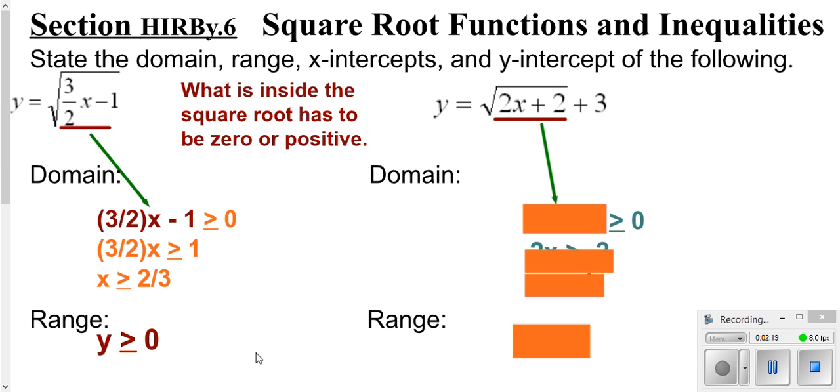So try to find your domain, range, and x and y intercepts of this function, and then watch the video.